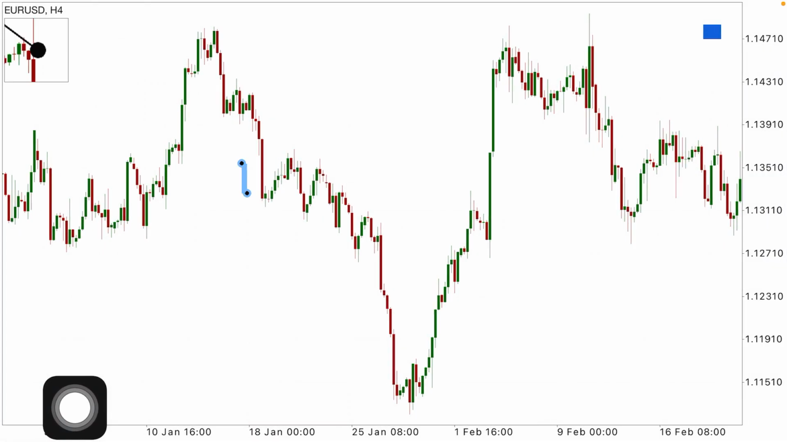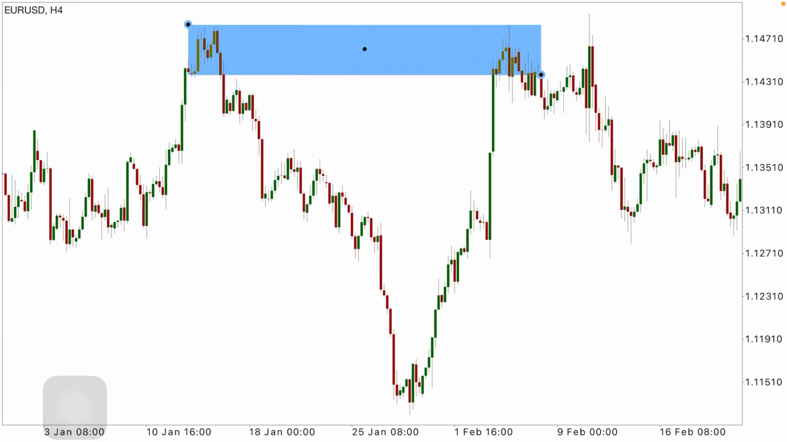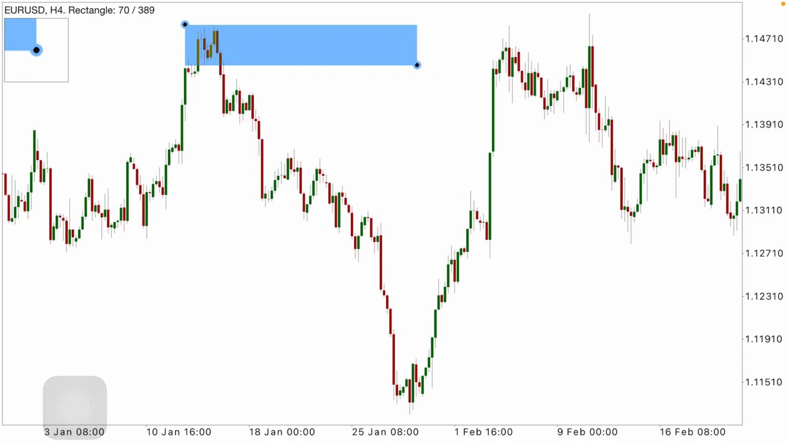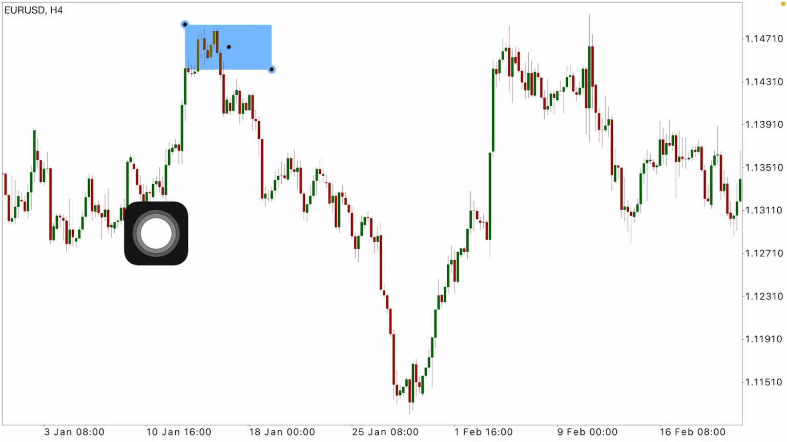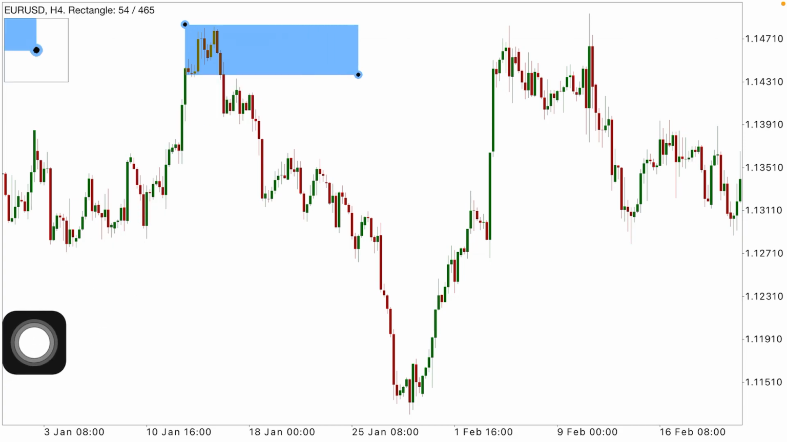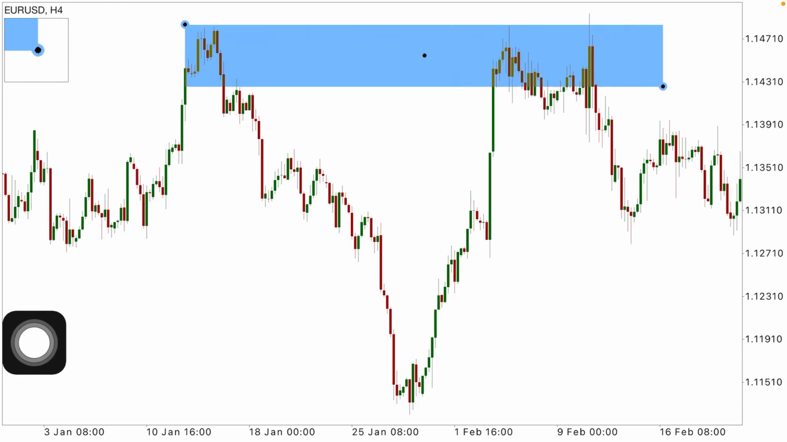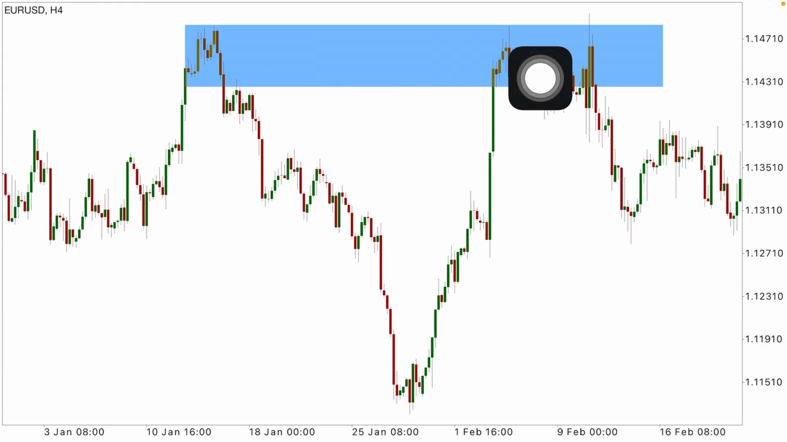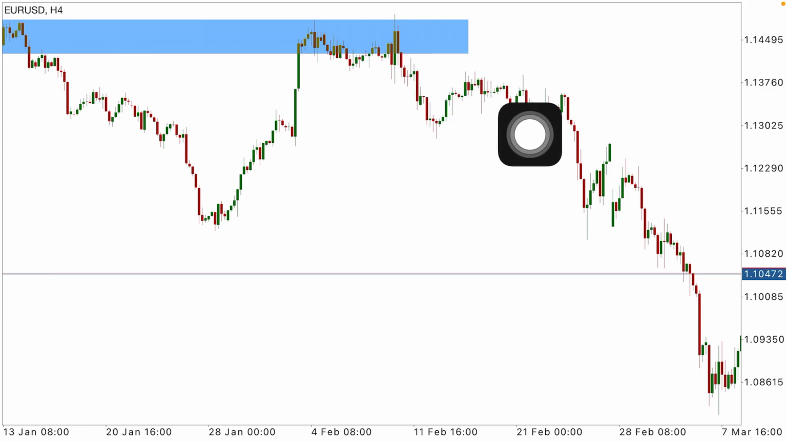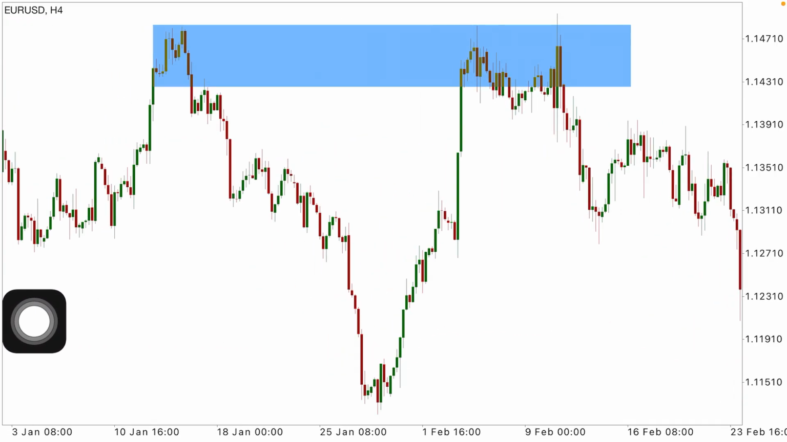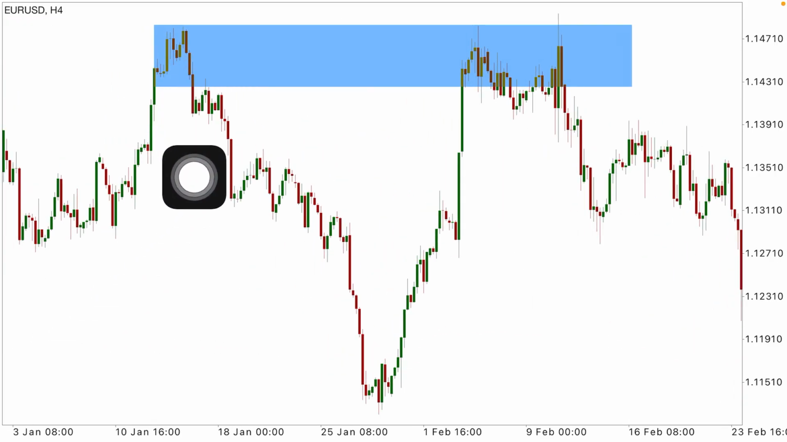Let us mark it. Here is a bearish order block because price came to this peak and reversed. So it is expected that when price comes back again to this zone, it is going to reverse. And you can see that when price came back again to this zone, it actually did reverse. So that is an example of a bearish order block.